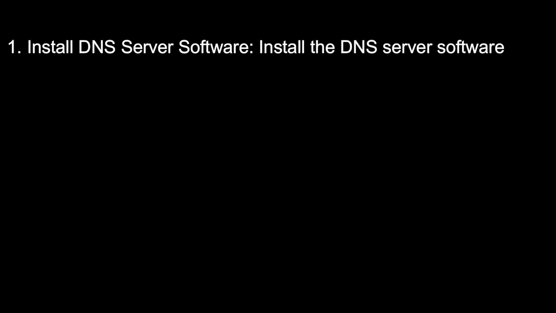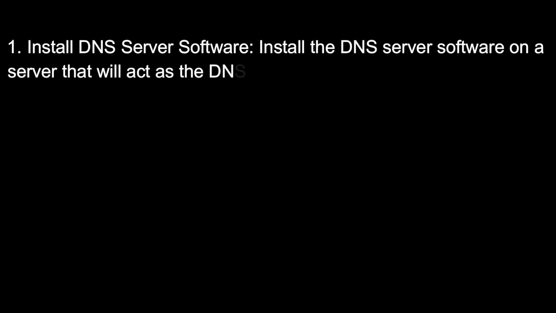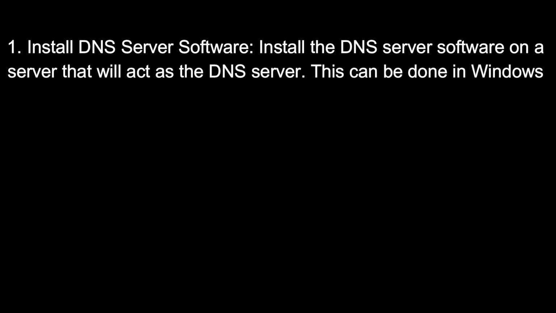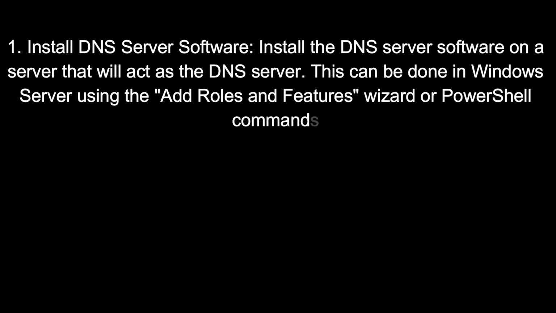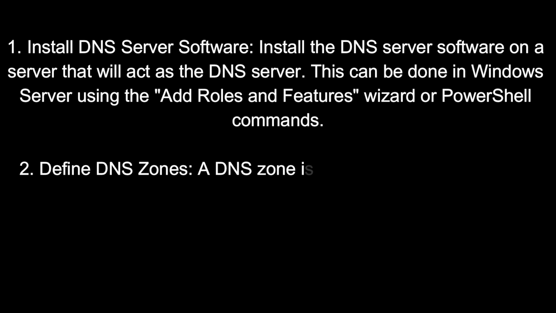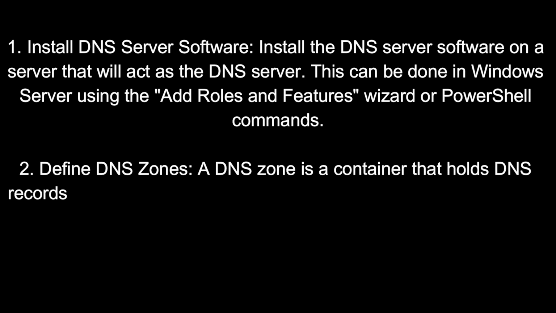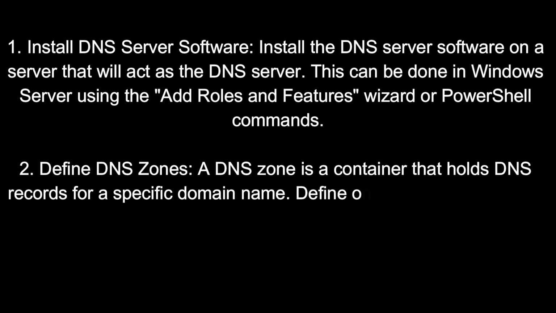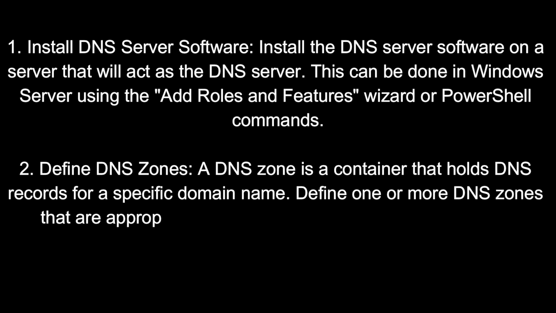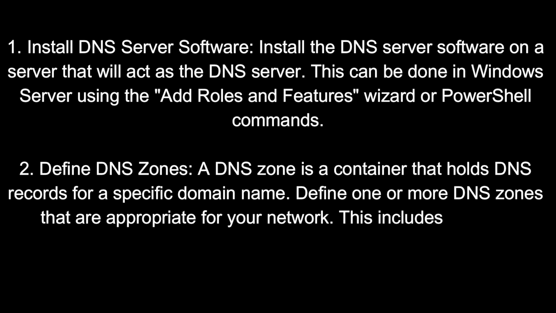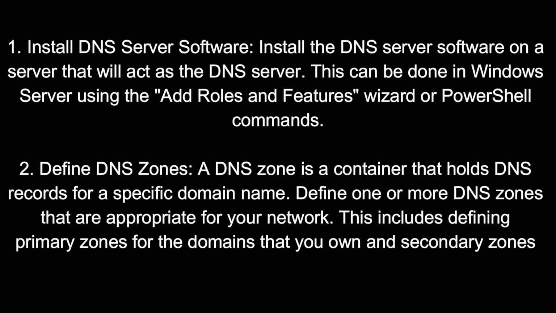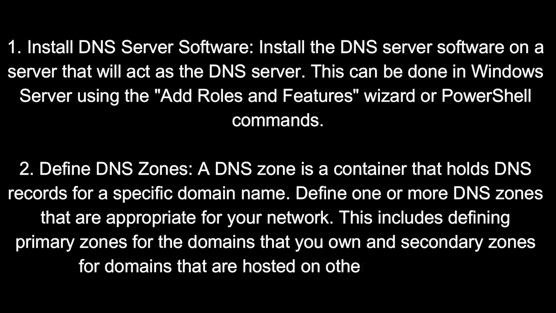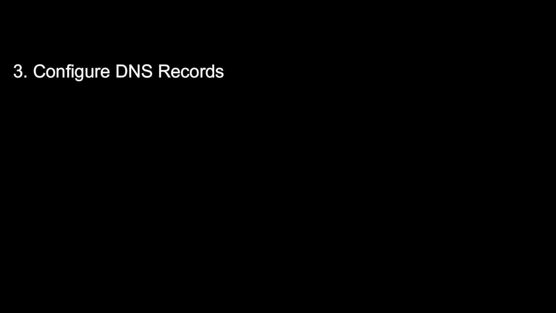1. Install DNS server software. Install the DNS server software on a server that will act as the DNS server. In Windows Server, this can be done using the Add Roles and Features Wizard or PowerShell commands. 2. Define DNS zones. A DNS zone is a container that holds DNS records for a specific domain name. Define one or more DNS zones that are appropriate for your network. This includes defining primary zones for the domains that you own and secondary zones for domains that are hosted on other DNS servers.